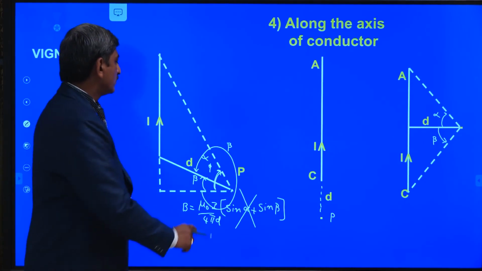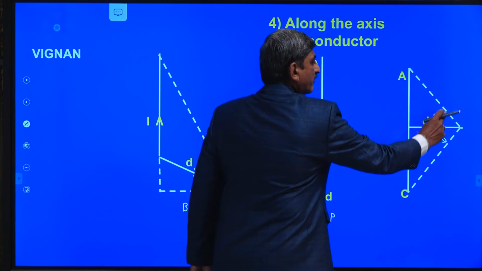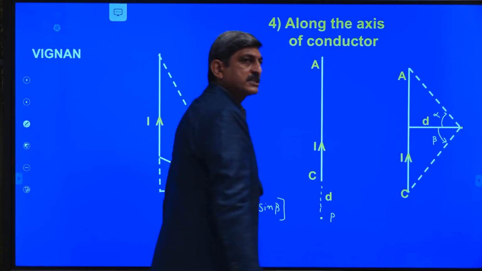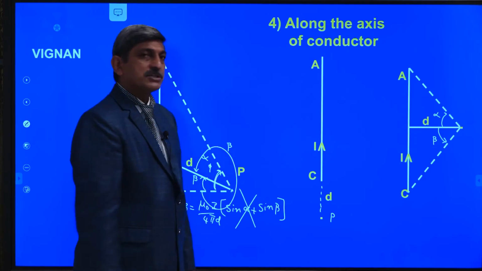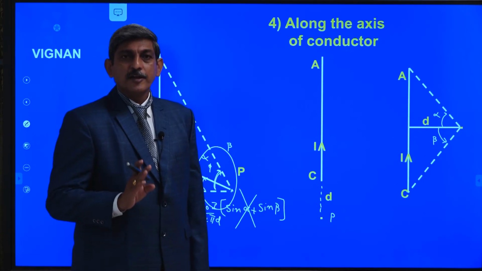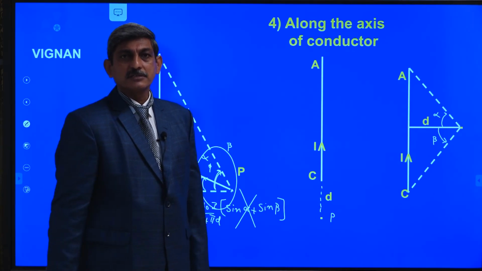Okay, so in case of finite conductors, the alpha value must be measured in the clockwise direction and the beta value must be measured in the anti-clockwise direction. By substituting those values in those equations, we can determine the magnetic induction produced by finite wires or infinite wires.